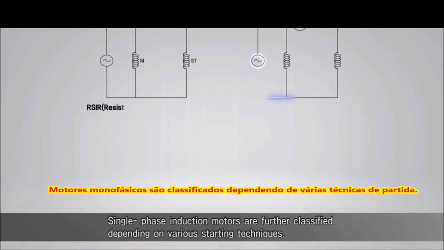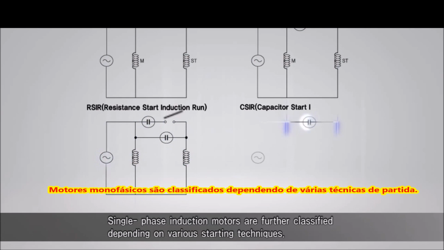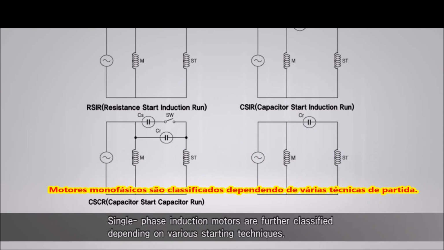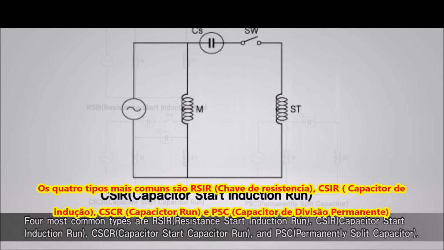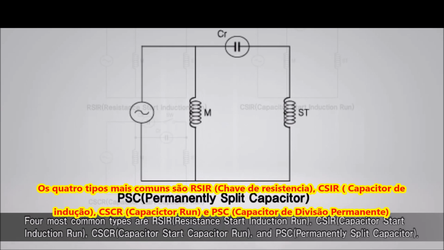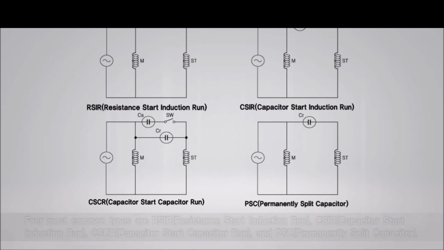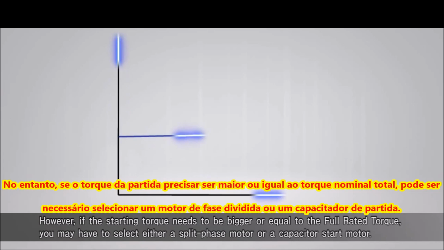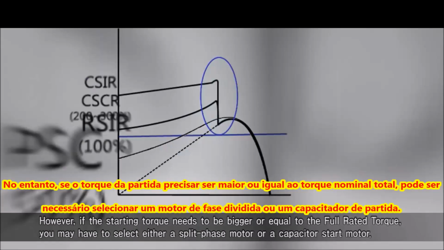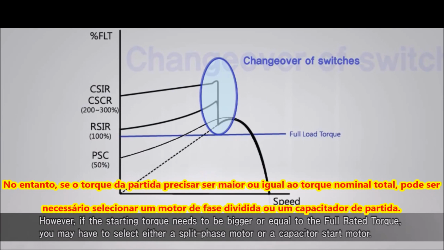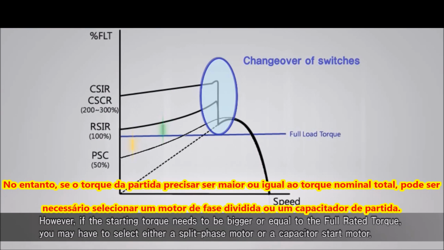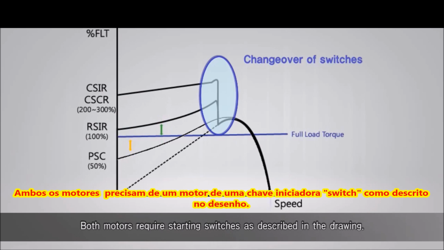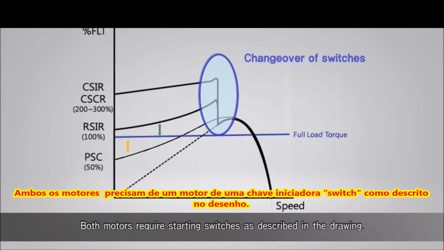Single-phase induction motors are further classified depending on various starting techniques. Four most common types are RSIR, CSIR, CSCR, and PSC. However, if the starting torque needs to be bigger or equal to the full rated torque, you may have to select either a split-phase motor or a capacitor start motor. Both motors require starting switches as described in the drawing.